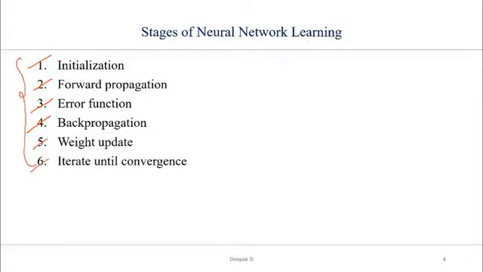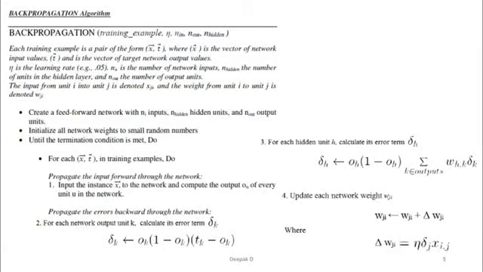These are the 6 stages of neural network learning. Next, we shall see the algorithm of backpropagation. So now let's discuss the backpropagation algorithm. Here the backpropagation algorithm is fed with the parameters. The parameters are the training examples, learning rate, total number of input nodes, total number of output nodes, and total number of hidden nodes. Nodes are nothing but the neurons.